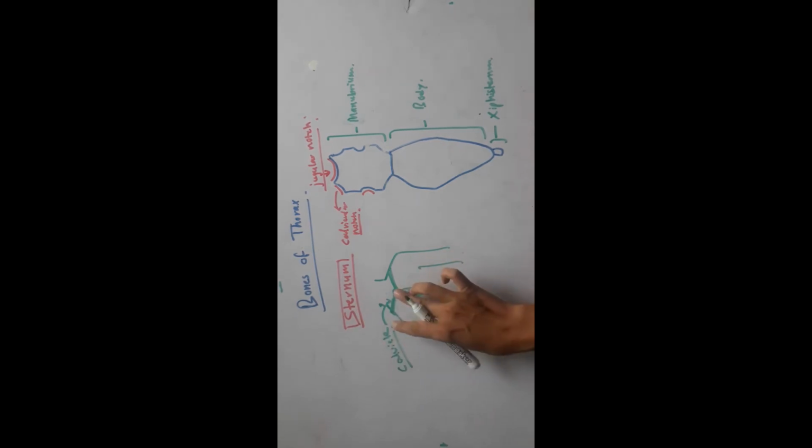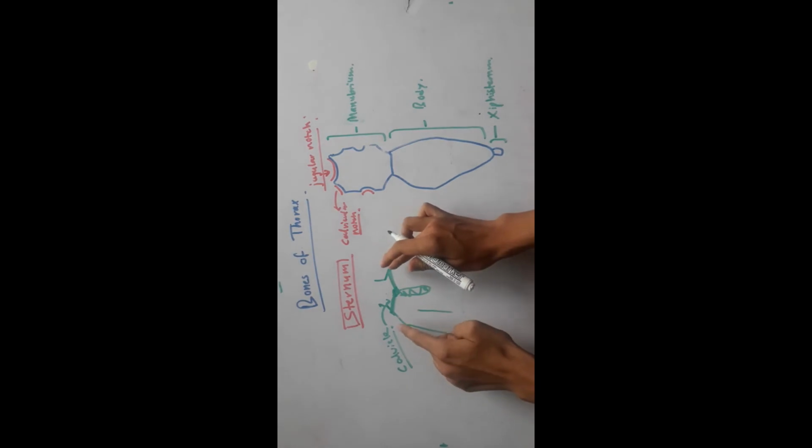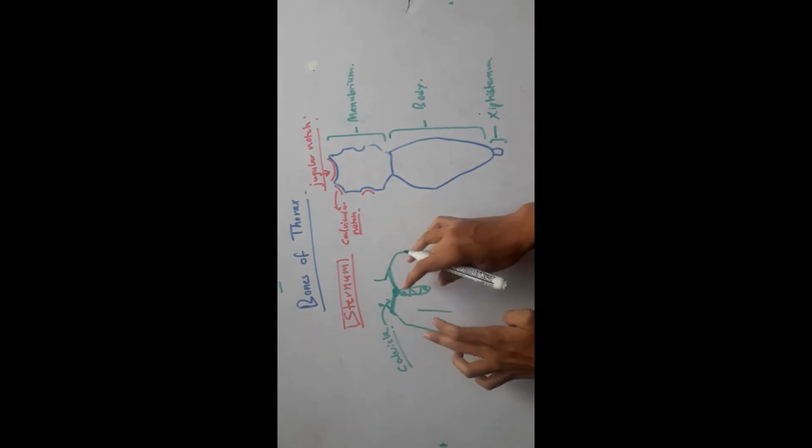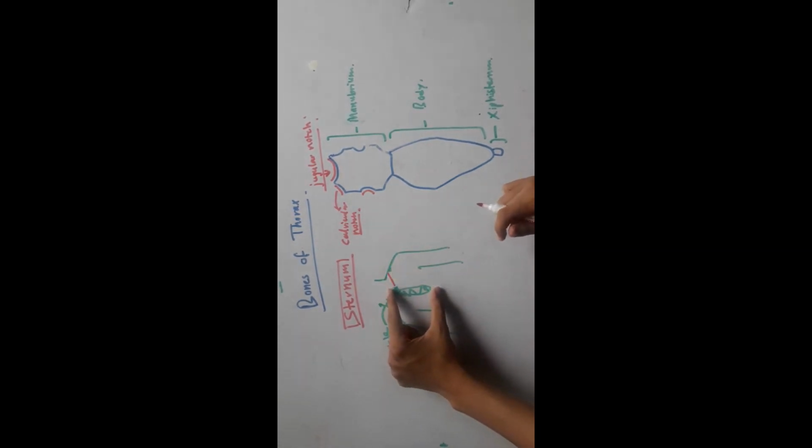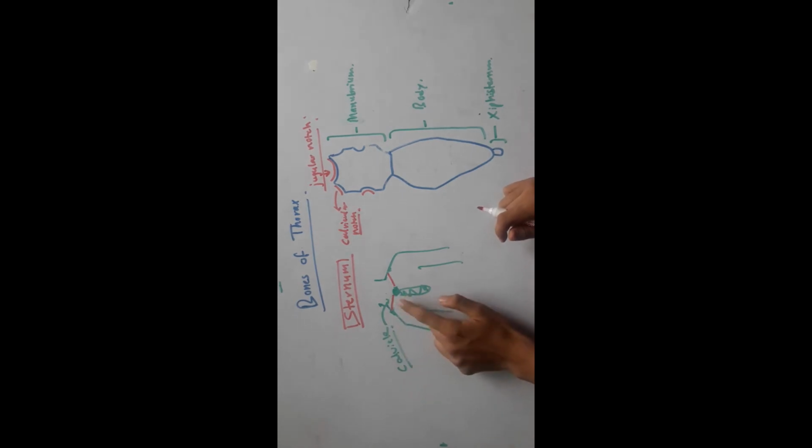These are the long bones that go from the center to your shoulders. So these are the clavicles, and I'll draw the clavicles in a different color so that you can see these properly. So these red bones are the clavicle. So this green one is the sternum, and this red one is the clavicle.